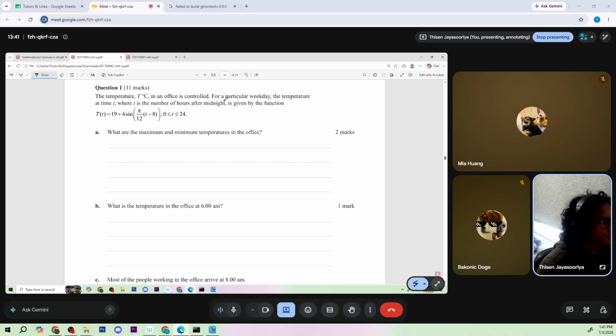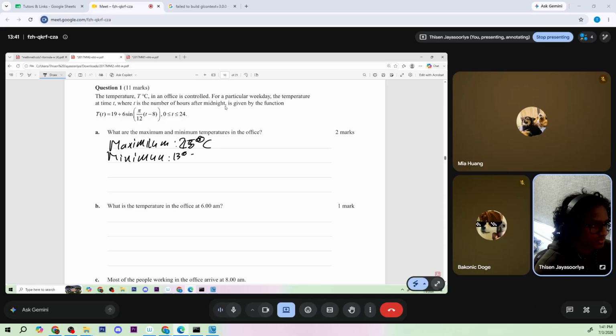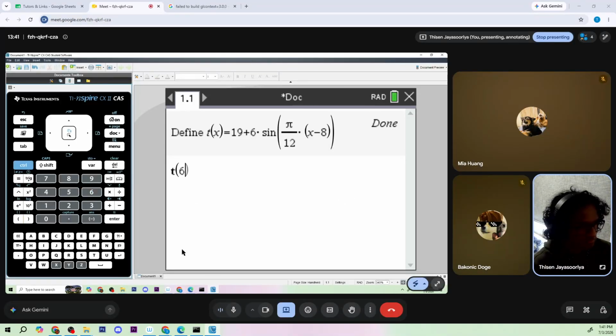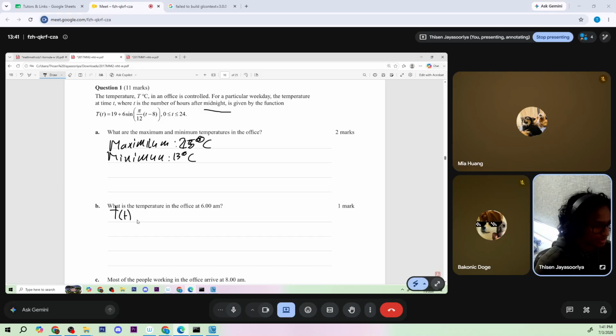So here it says the temperature of the office on this time. So it's just the temperature of the office. The maximum of this one is going to be 25 degrees Celsius. And the minimum of this one is just going to be 13 degrees Celsius. Here, the temperature at 6 a.m. This starts at midnight. So that means this is going to be T of 6. If I plug it in my calculator, T of 6, I'll get 16 degrees Celsius.